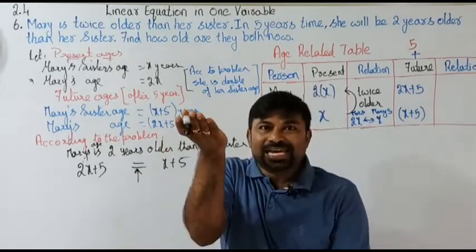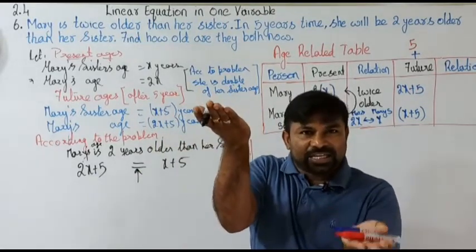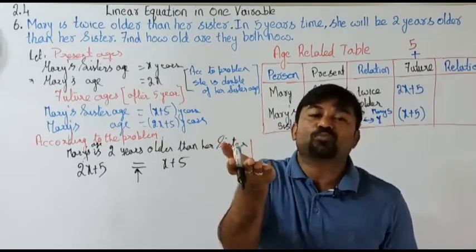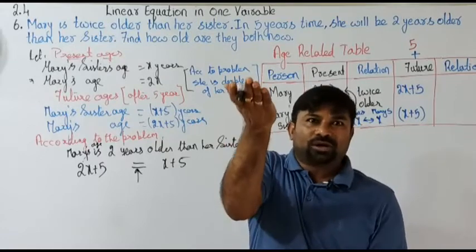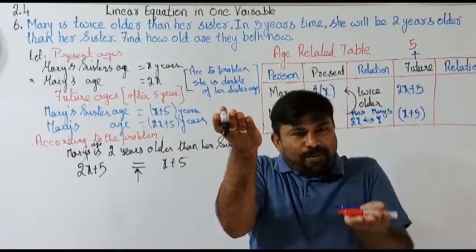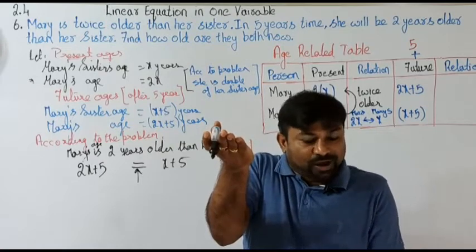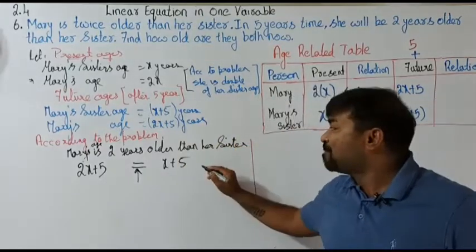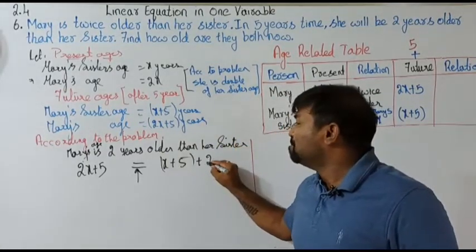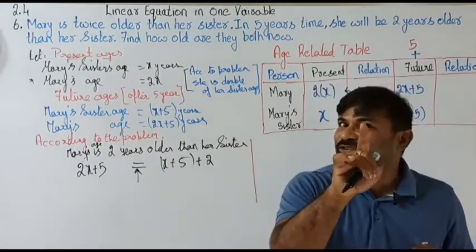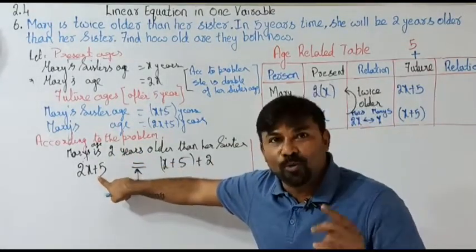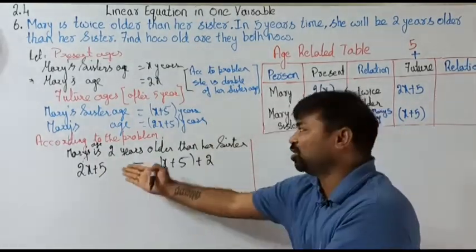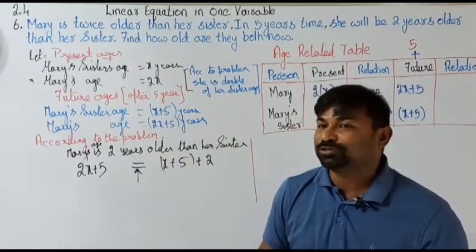To make it balance, this is Mary's age and this is Mary's sister's age. And what he said, Mary's age is 2 years older, means more. As it is down by 2 years, if we add 2 years to Mary's sister's age, it will become equal. So I am adding 2 to Mary's sister's age. Then only they would become equal. This is the trick you have to remember.